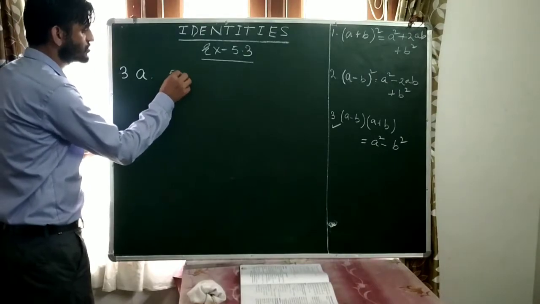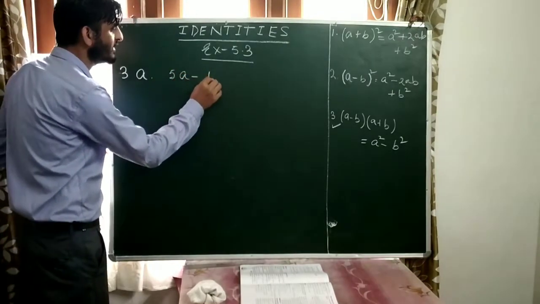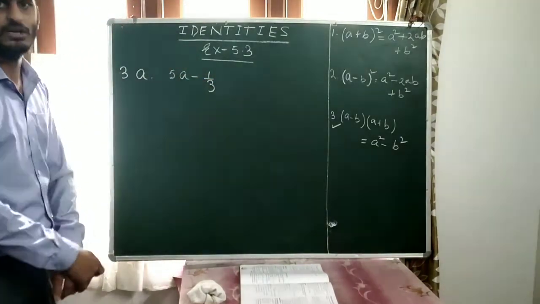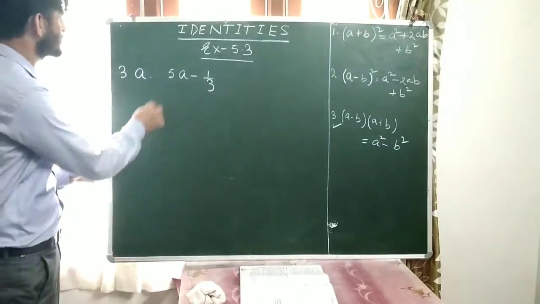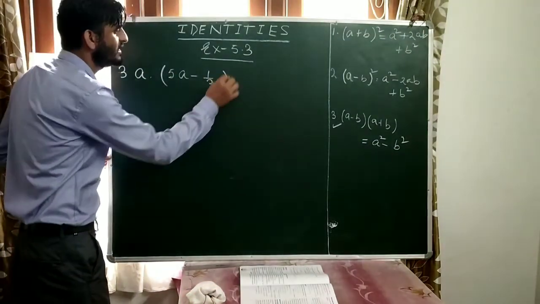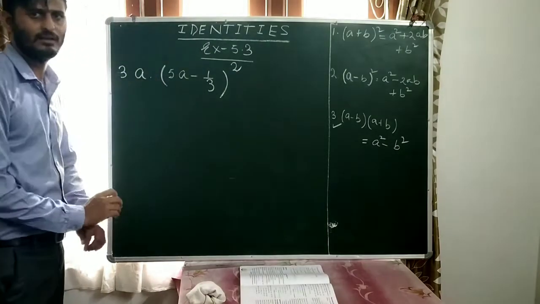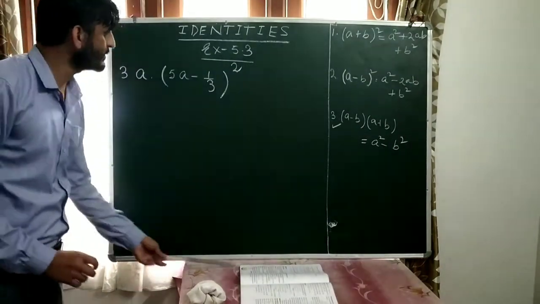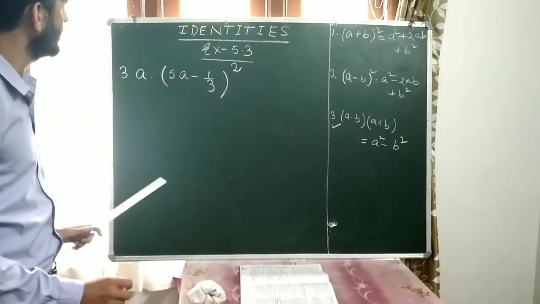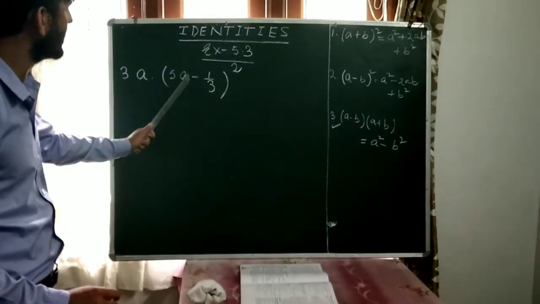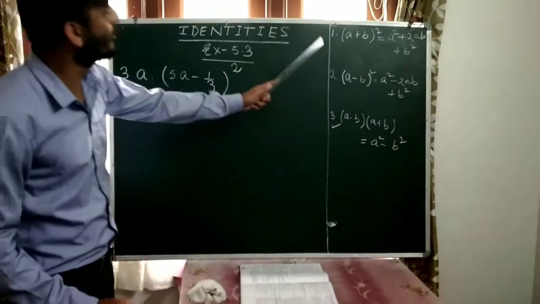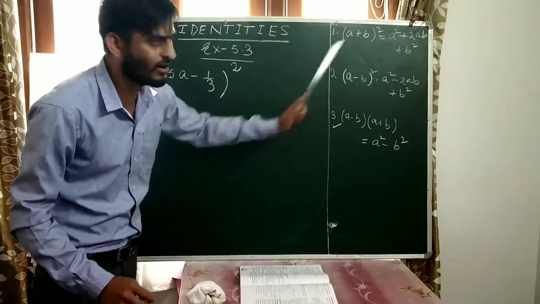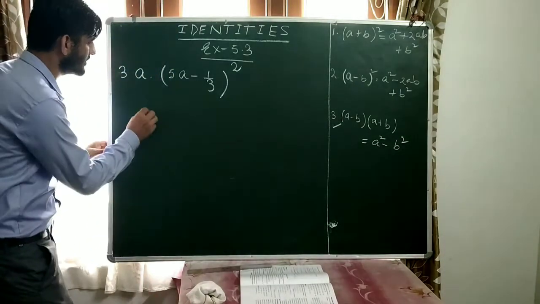So we are asked to find the square of this expression. How will we find the square? The square of this expression is this, okay? And if we observe this very carefully, we can find that 5a minus 1 by 3 is in the form of (a minus b) whole square. So what is the value here?